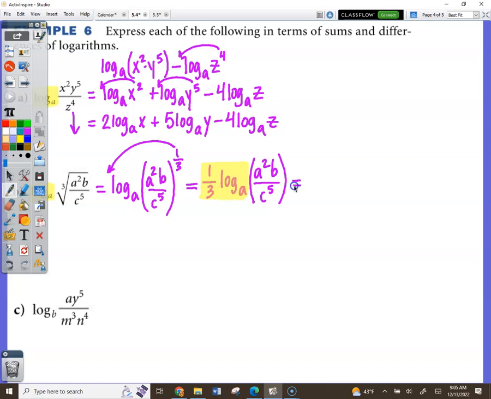I'm just going to come over here. So we got 1/3 log base A of A squared B, that was the top, minus 1/3 log base A of C to the fifth. And I probably should have highlighted that in green. I'm going to highlight it in green since it's now changed, it's going along for the ride.